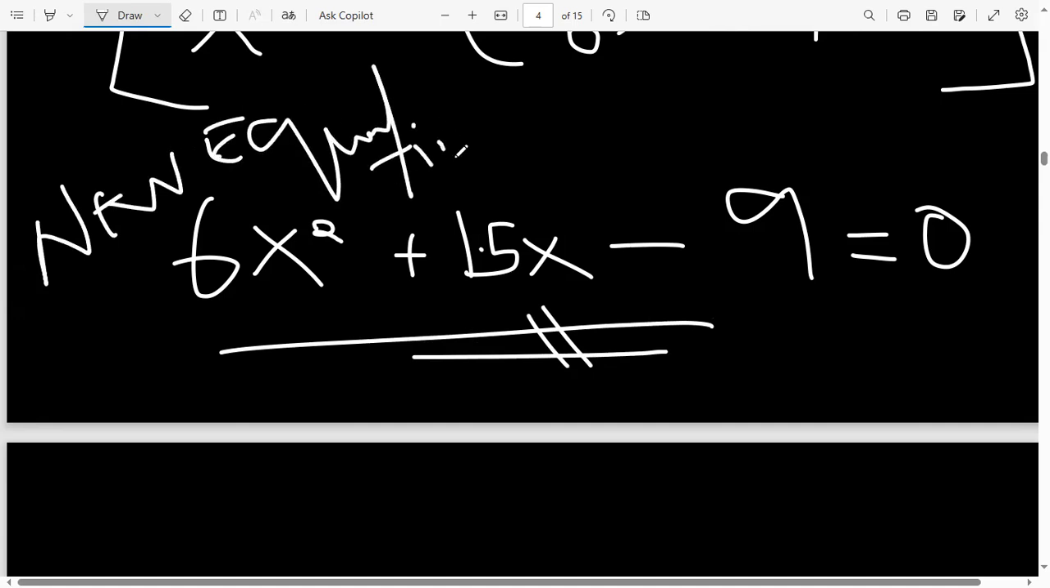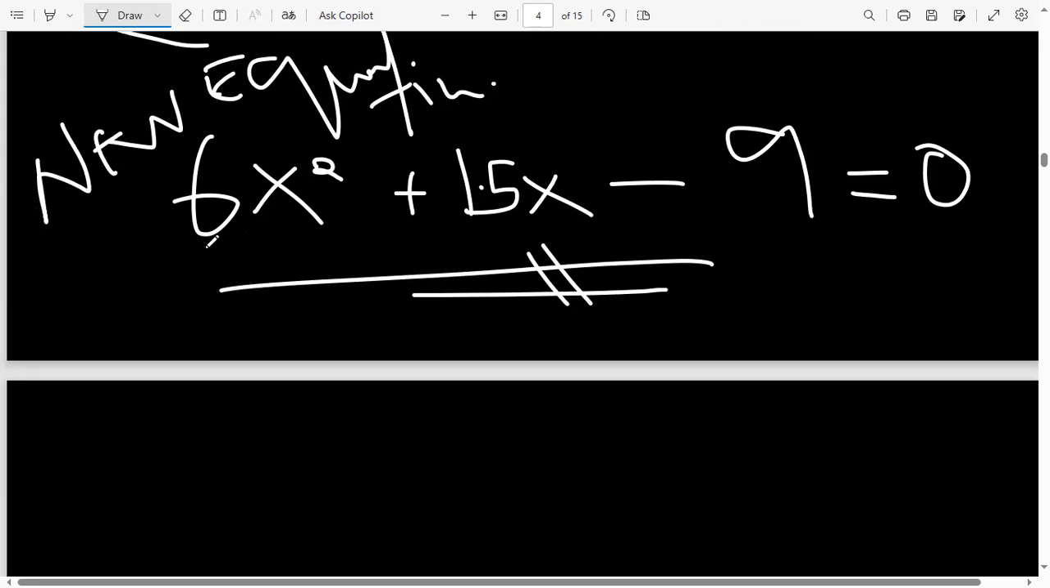Any questions, guys? If you want, you can divide throughout by 3. It means the equation will be 3x squared plus 5x minus 3, which is just the same thing.